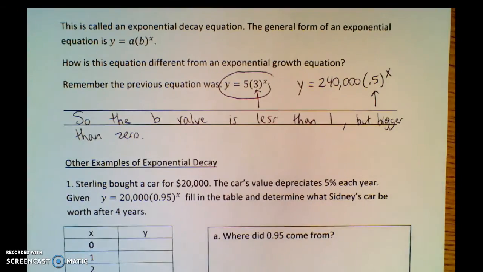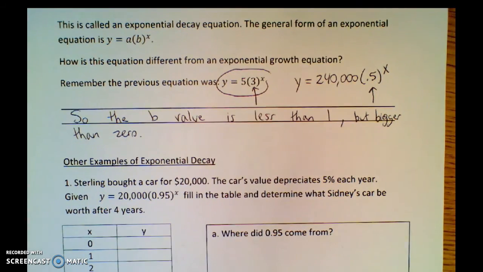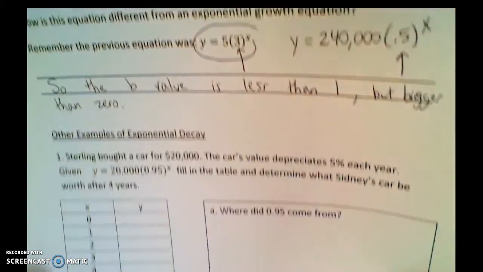Alright, so where does decay come into play? This normally comes into things that depreciate or lose value. So it could be cars, it could be equipment, it could be population decline. Let's look at some examples.